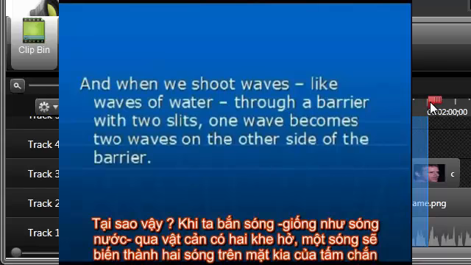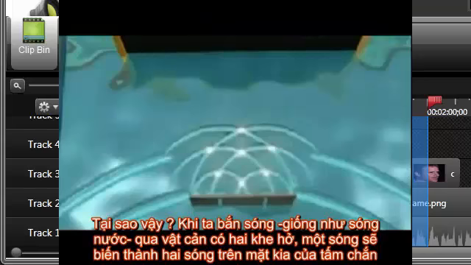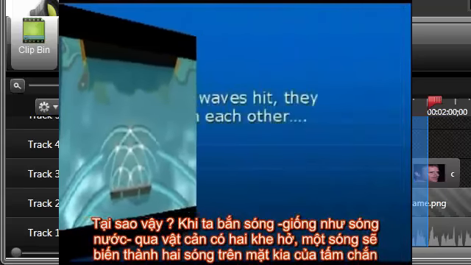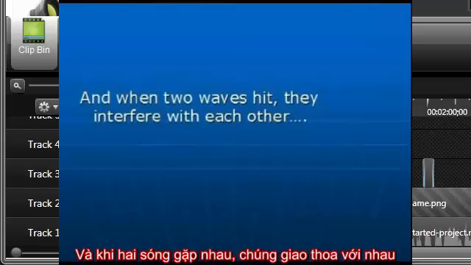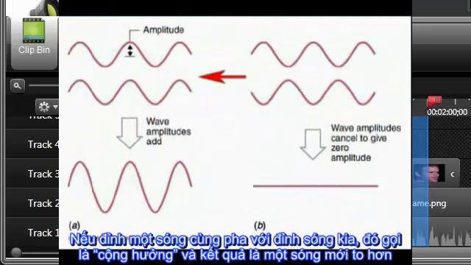through a barrier with two slits, one wave becomes two waves on the other side of the barrier, and when two waves hit, they interfere with each other. If the top of one wave aligns with the top of another wave, it's called constructive.